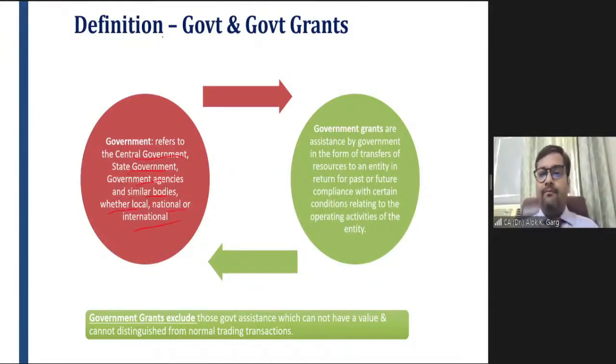Now, sir, what is government grant? So, guys, why is government giving a grant? Whether government is giving a grant to everyone?